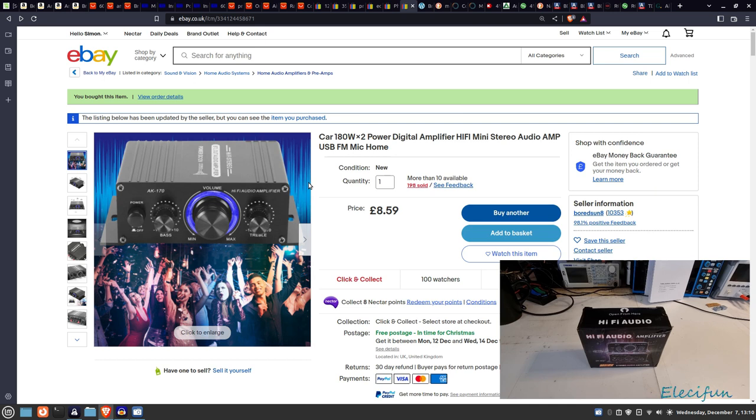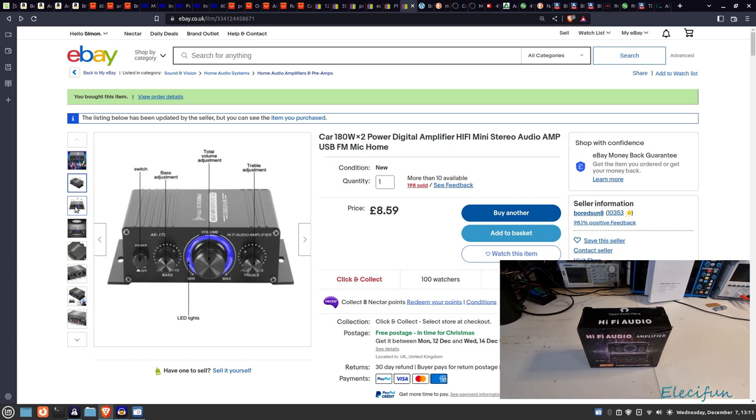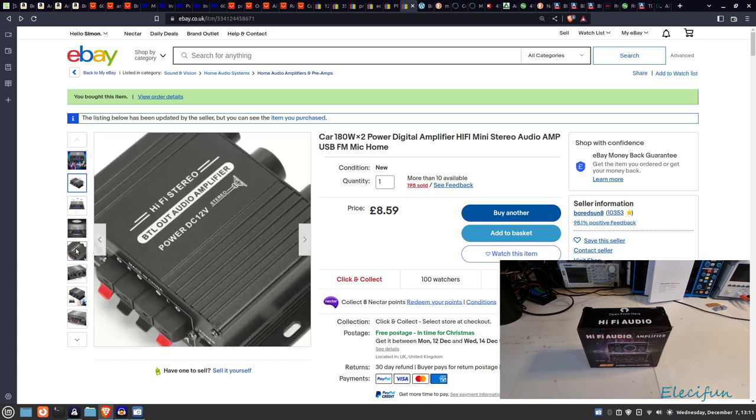They're going to look at things like this number, this car, 180 watt times 2, power, digital, amplifier, hi-fi, MIDI, stereo, audio, amp, USB, FM, mic, home. I don't know what the FM part is, and I presume we'll go through that in a second. It's got a whole bunch of pictures, some dimensions, and a lovely LED that glows in the background.